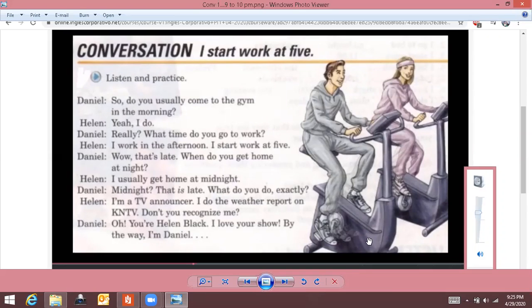No? Okay, so I need two volunteers. I need Daniel and I need Helen. I can be Helen. I will be Daniel. Okay, very good. One, two, three. Let's do it.